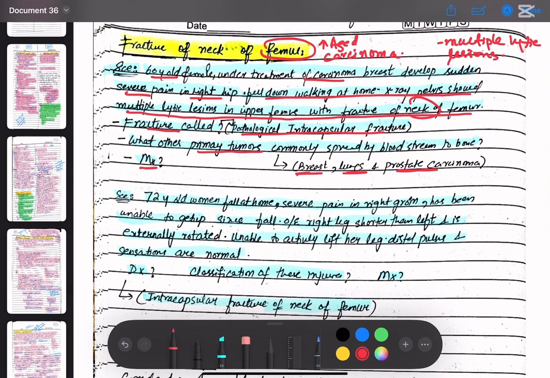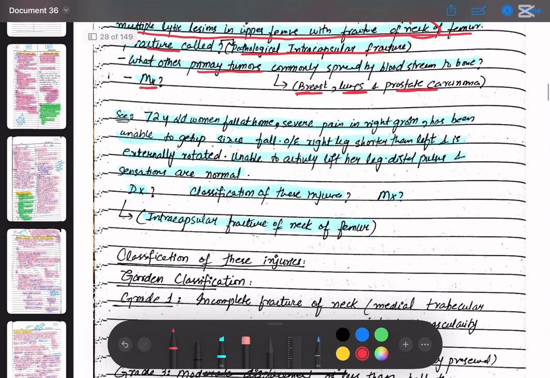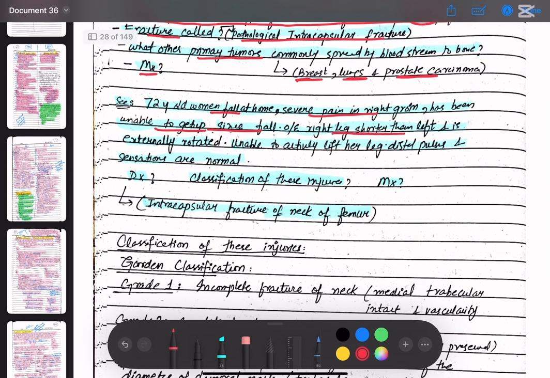In another scenario, there is a 72-year-old woman who fell at home, with a fall history and severe pain in the right groin. Remember, whenever there is a fracture history, there should be a history of very severe pain. She has been unable to get up since the fall. On examination, the right leg is shorter than the left and is externally rotated. She is unable to actively lift her leg, and distal pulses and sensations are normal. So what is the diagnosis, what is the classification of these injuries, and what is the management?